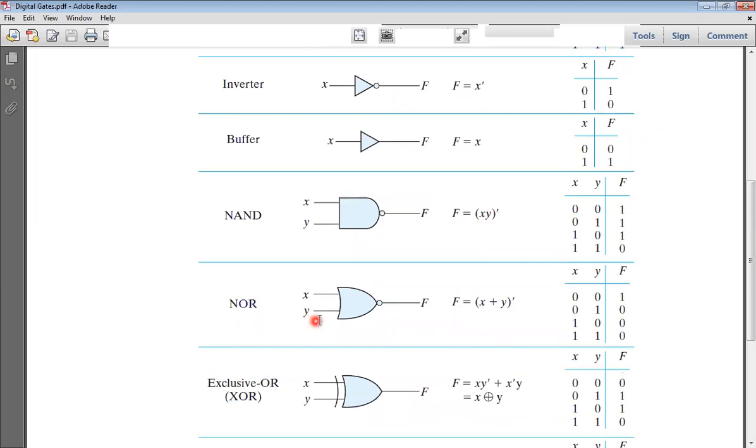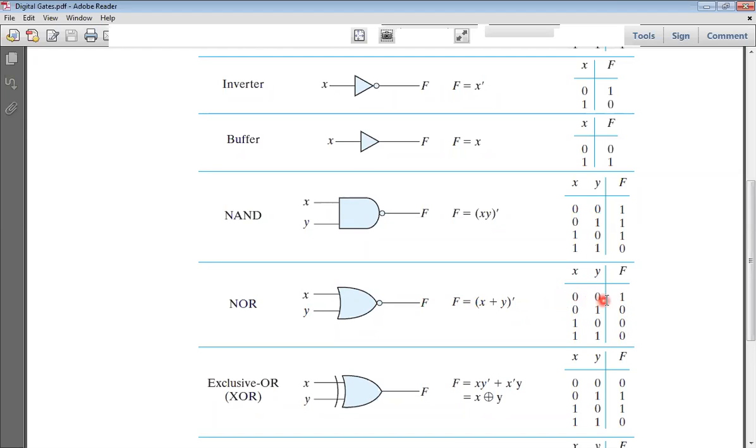Next, another gate is called the NOR gate. This is the symbol. This much is the OR gate symbol, and after adding a bubble it becomes the NOR gate symbol. This bubble indicates inversion. So perform the OR operation for these inputs, and to the result add a complement, add inversion.